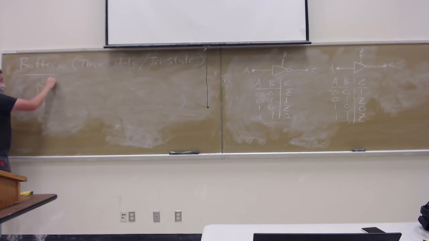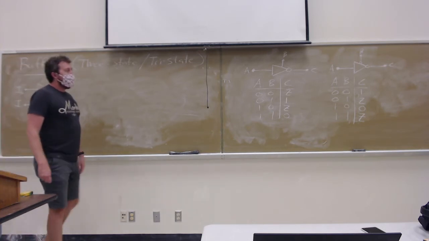So let's say we're going to make a 2-to-1 mux. We're going to have input 0 and input 1, and our control C, and our output Y. Remember that when C is equal to 0, Y is equal to I sub 0. When C is equal to 1, Y is equal to I sub 1. Now, how could we accomplish this with buffers?